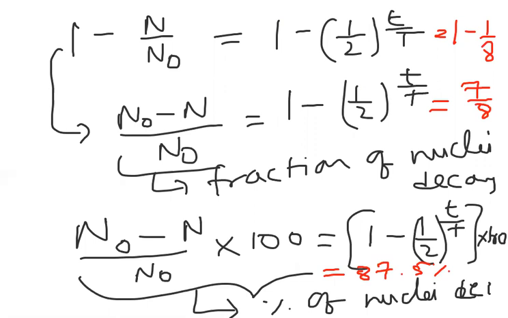So like that we have to handle the half-life problem. Whenever they mention the decay in that way, we have to handle it like this. I hope you are clear with this half-life problem: how to handle fraction of nuclear decay, percentage of decay, fraction of remaining, percentage of remaining. Let us observe one more problem here.